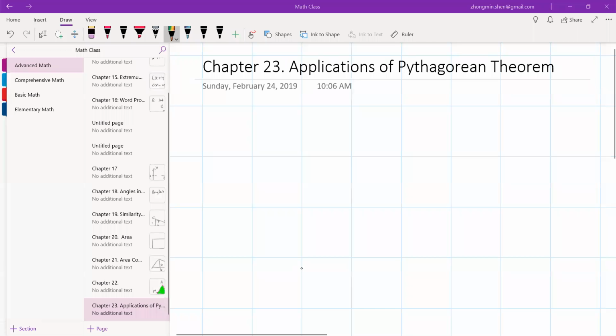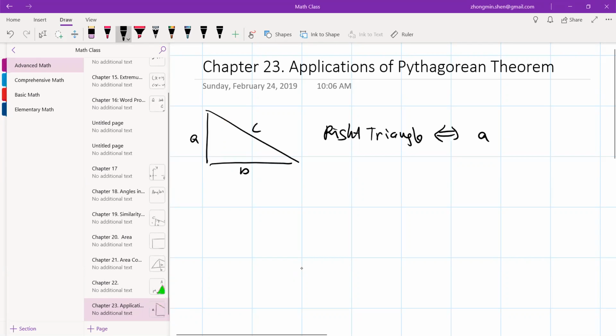The Pythagorean theorem. Everybody knows the Pythagorean theorem, okay? If a triangle has sides with a squared plus b squared equals c squared. The complete statement is: a triangle is a right triangle if and only if a squared plus b squared equals c squared. That's the complete statement.